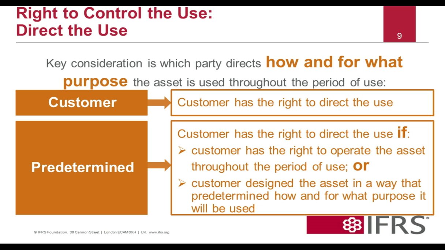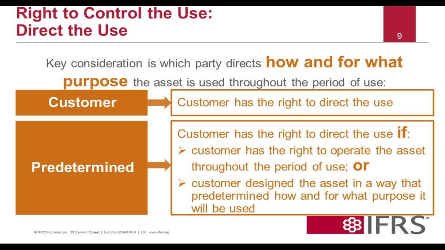If the customer has designed the asset in a way that predetermines how and for what purpose the asset will be used, then the customer will control the use of the asset. We would expect this to happen very rarely, but it could happen. One example we are aware of is customers designing things like solar plants in a way that removes any need to make decisions about how and for what purpose the asset is used once the plant is installed.